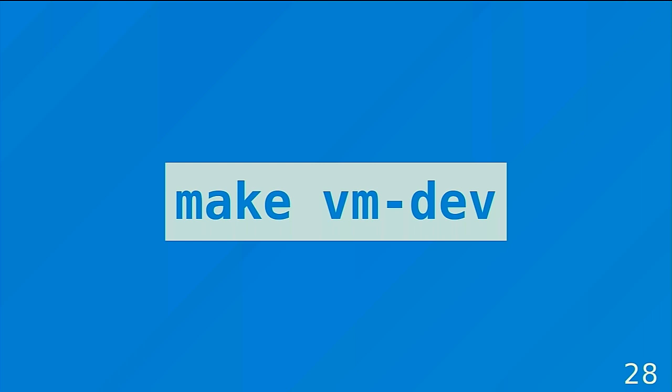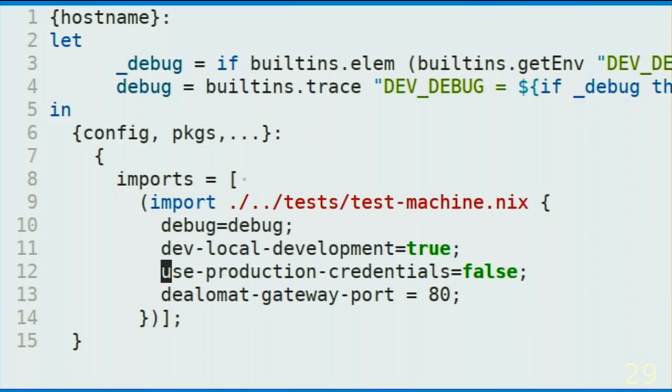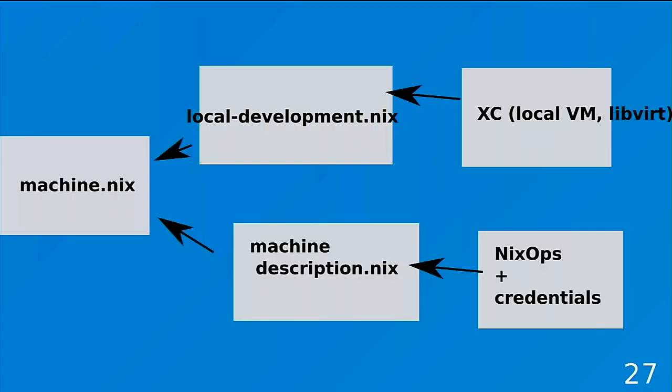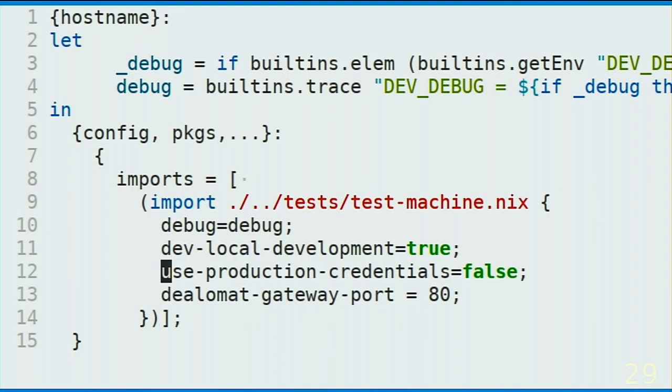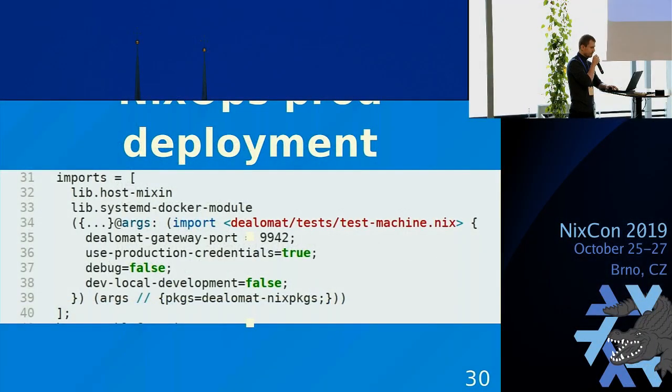If I want to work locally, I just do make VM dev. It will build me the QEMU. On this diagram, we have the local development Nix, which is configuring the machine Nix, and this is this file. If I need, I have some debug flag that I'm taking from the environment. And then I configure the machine. As you see, there are not many options, and then we are good.